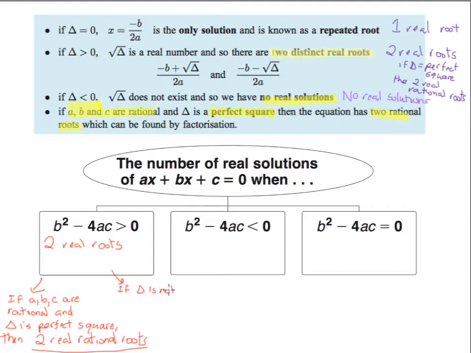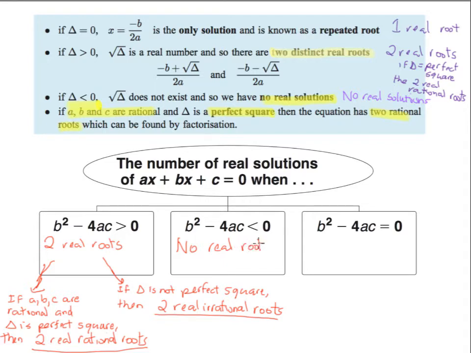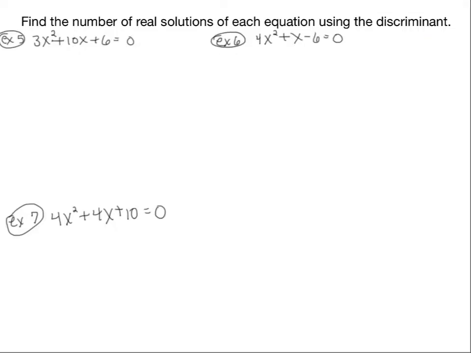On the other hand, if the discriminant is not a perfect square, then there will be two real irrational roots. If the discriminant b squared minus 4ac is less than 0, there will be no real roots to the problem. If the discriminant is equal to 0, there will be one real root. Let's do a few examples of using the discriminant to determine how many real solutions we have.